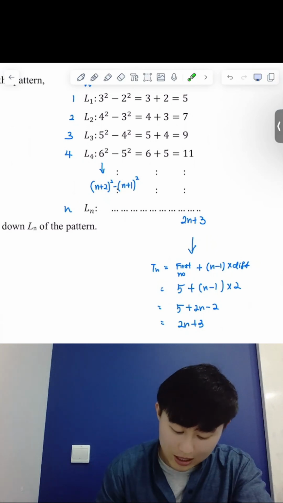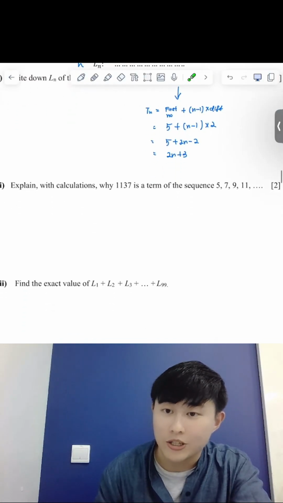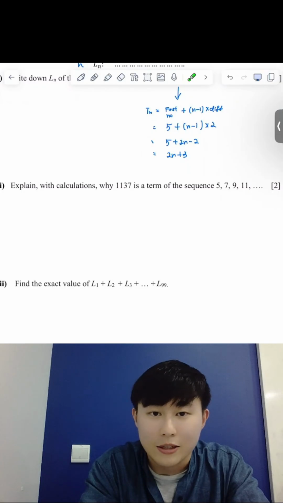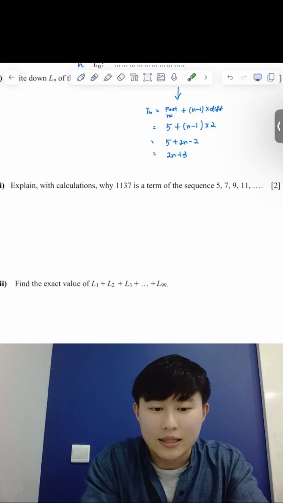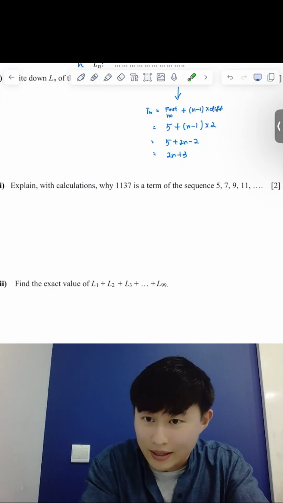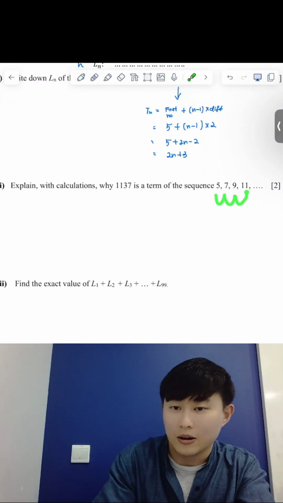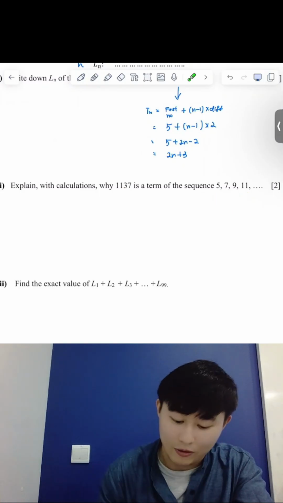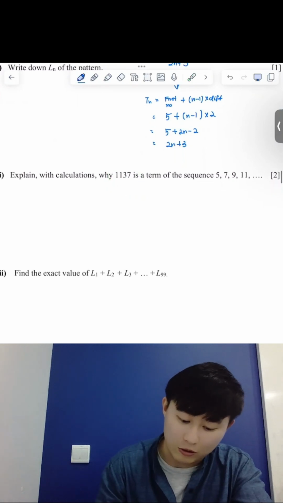Okay, from here, let's go on. It says this. Next one, explain with calculations why 1137 is a term in this sequence. Right off the bat, your gut feeling is, can this number be part of it? The answer is high chance yes, because I'm basically accounting for every single odd number that is after 5, and 1137 is an odd number. But how do I explain it? We always go back to the formula.